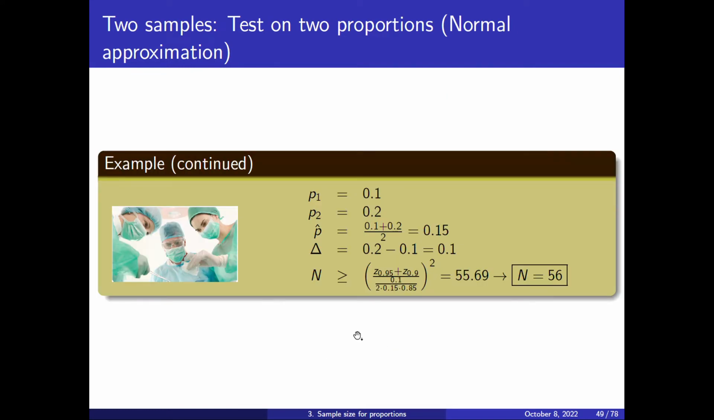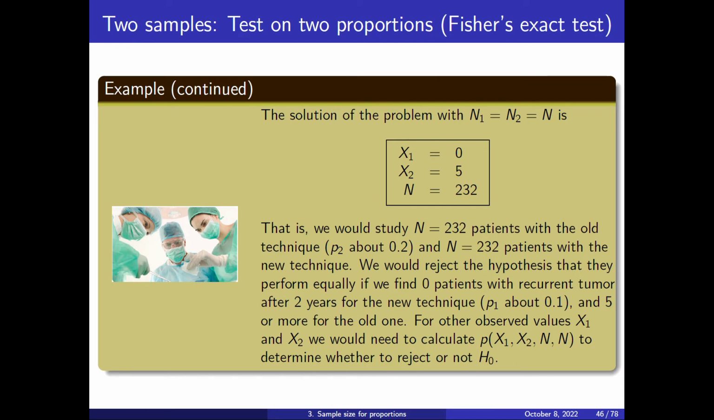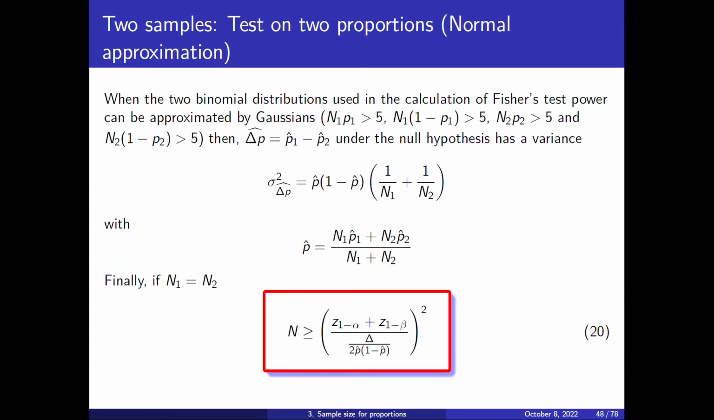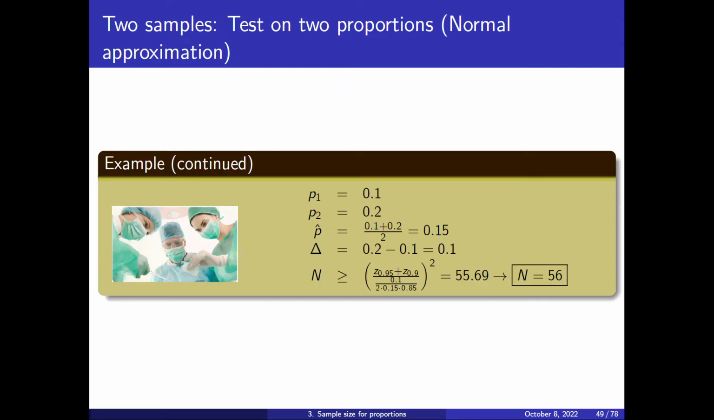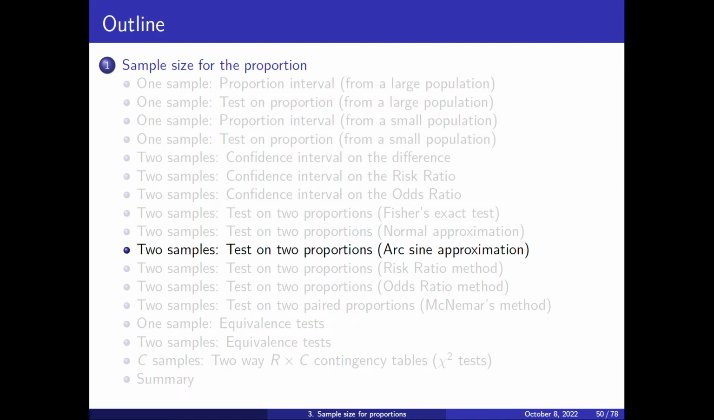And then in this case, the effect size is 0.2 minus 0.1. This is the average between the two, a weighted average, but because both groups have the same size, it is just an average, so it is 0.15, and then we can calculate, we have n equal 56. But we can compare to the previous one that we had, which was 232. So in this case, we are not fulfilling the Gaussian approximation.